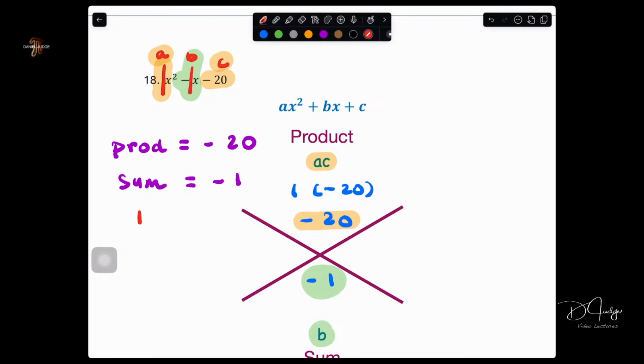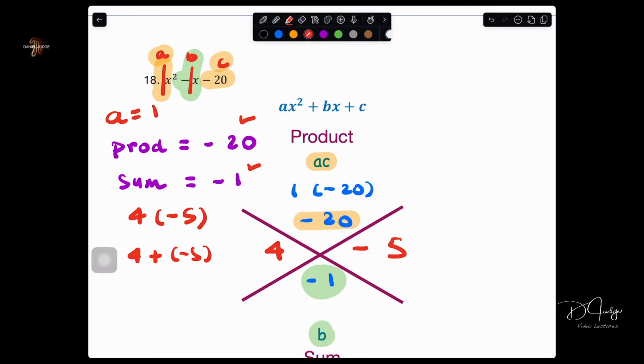Let's see. Remember, one of the numbers has to be negative, because the only way you can multiply two numbers and have it be negative is if one's negative. So 4 times negative 5 is negative 20. And then 4 plus a negative 5 is, in fact, negative 1. So the pair of numbers are 4 and negative 5. Don't forget, A is 1. That's an extremely important detail. We'll see why. But we're actually done factoring if we just use these numbers.